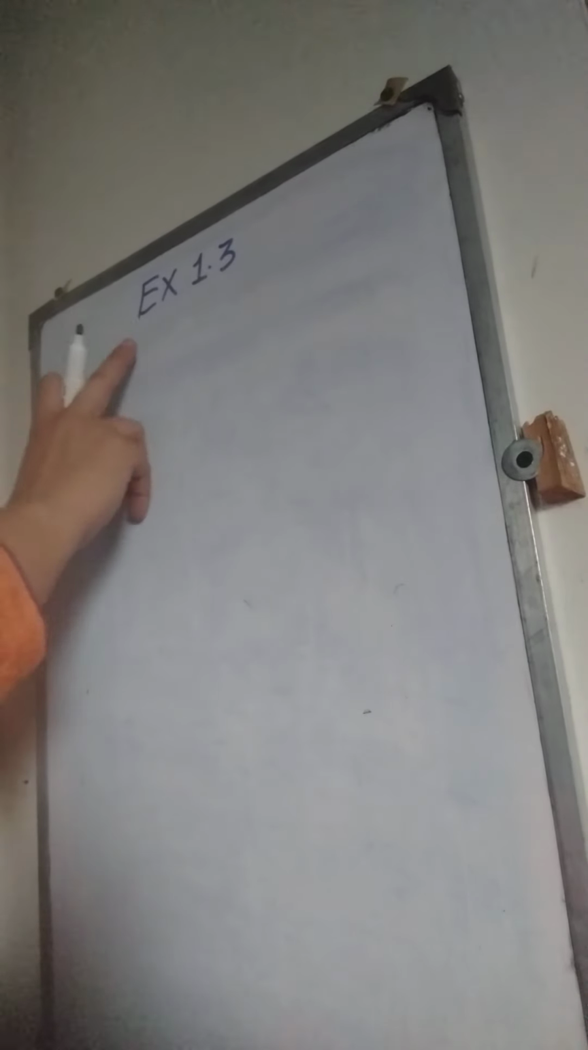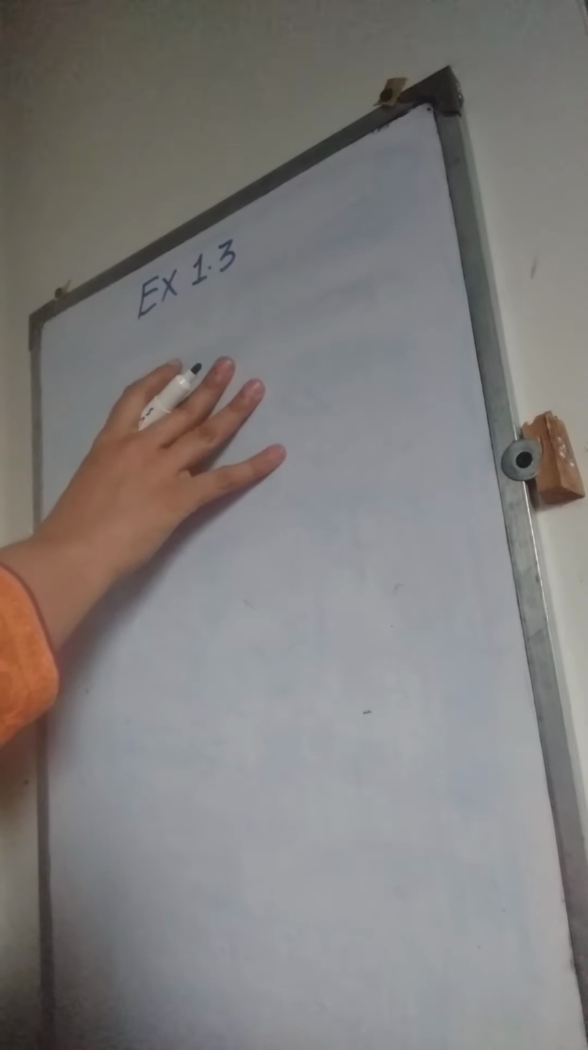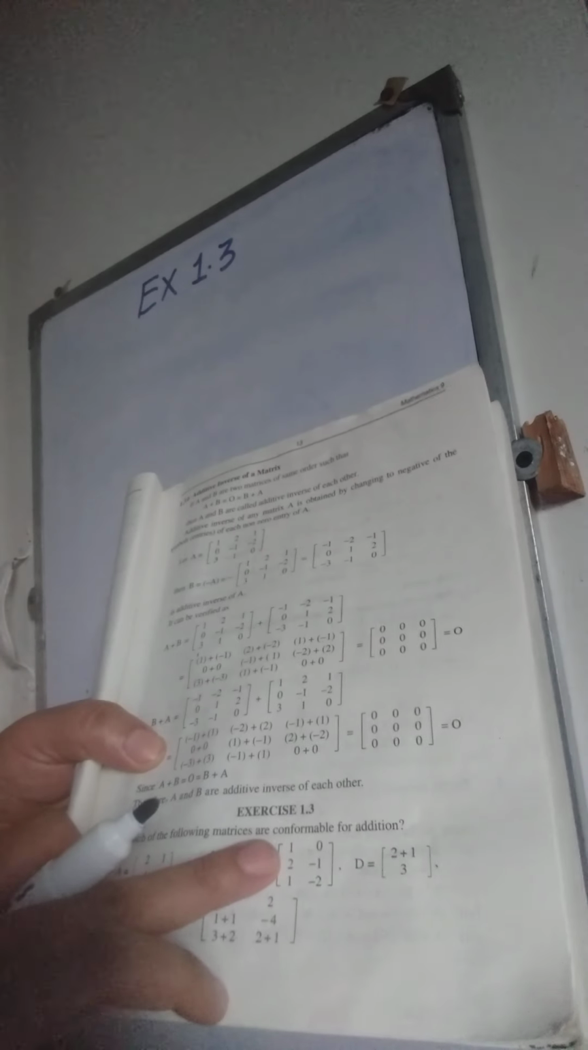Bismillahirrahmanirrahim. Next we are going to start exercise 1.3. It is related to addition, subtraction and scalar multiplication of the matrices that we have done in the last lecture. So the first question is question number 1. Which of the following matrices are conformable for addition? Conformable means we have to tell whether they can be added or not.